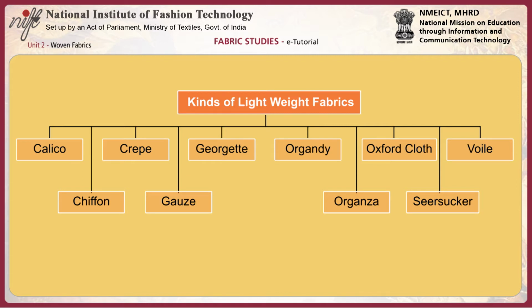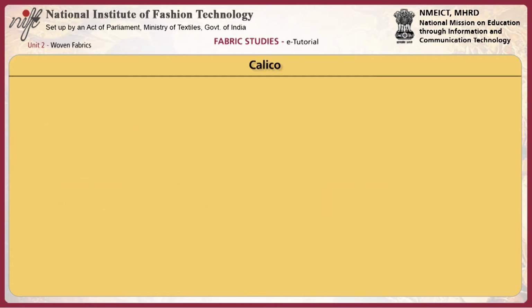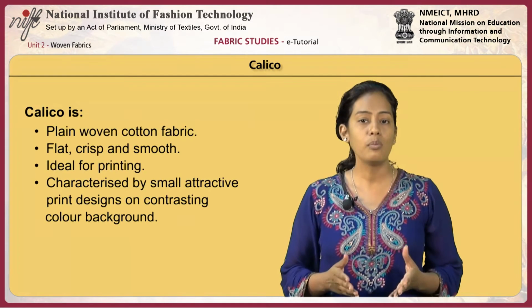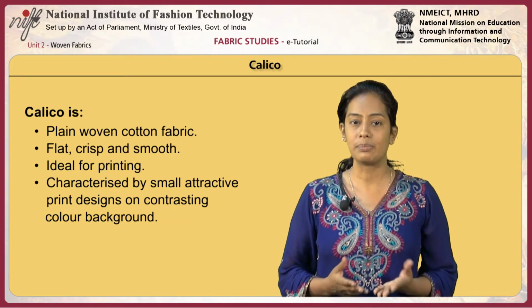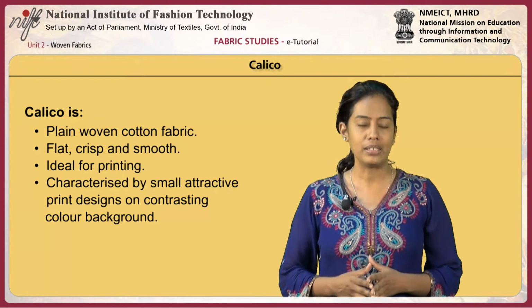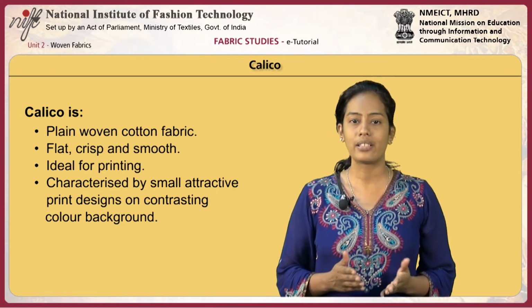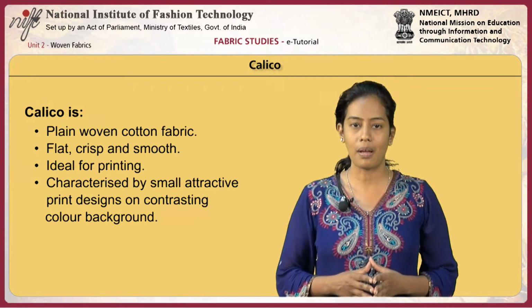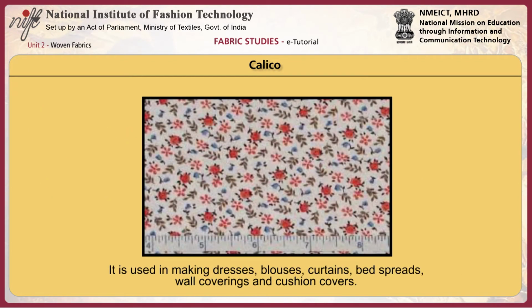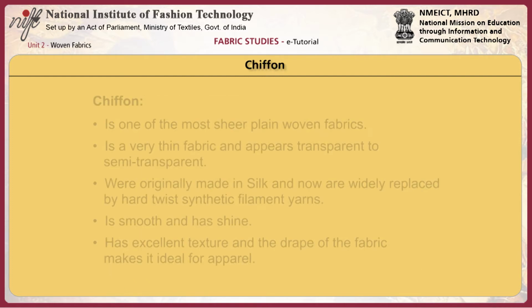These are the different kinds of lightweight fabrics. Let us now learn about each of these. It is plain woven cotton fabric. The fabric is flat, crisp and smooth. It is ideal for printing. Calico is characterized by small, attractive print designs and contrasting color background. It is used in making dresses, blouses, curtains, bedspreads, wall coverings and cushion covers.